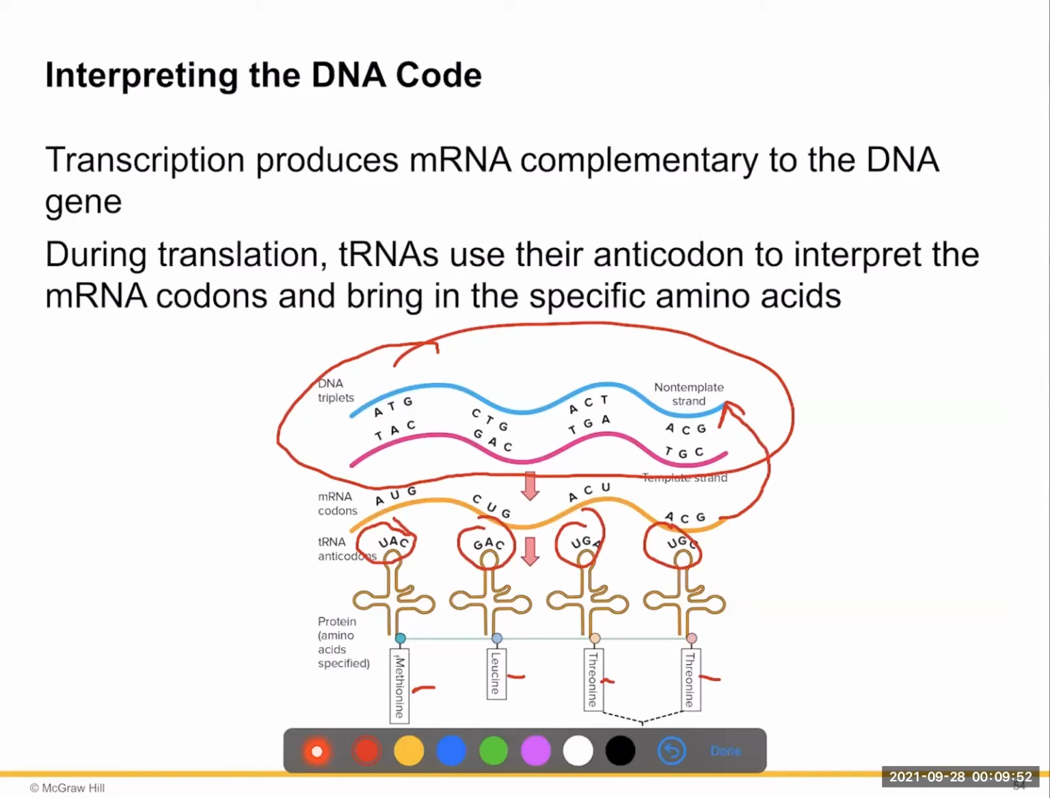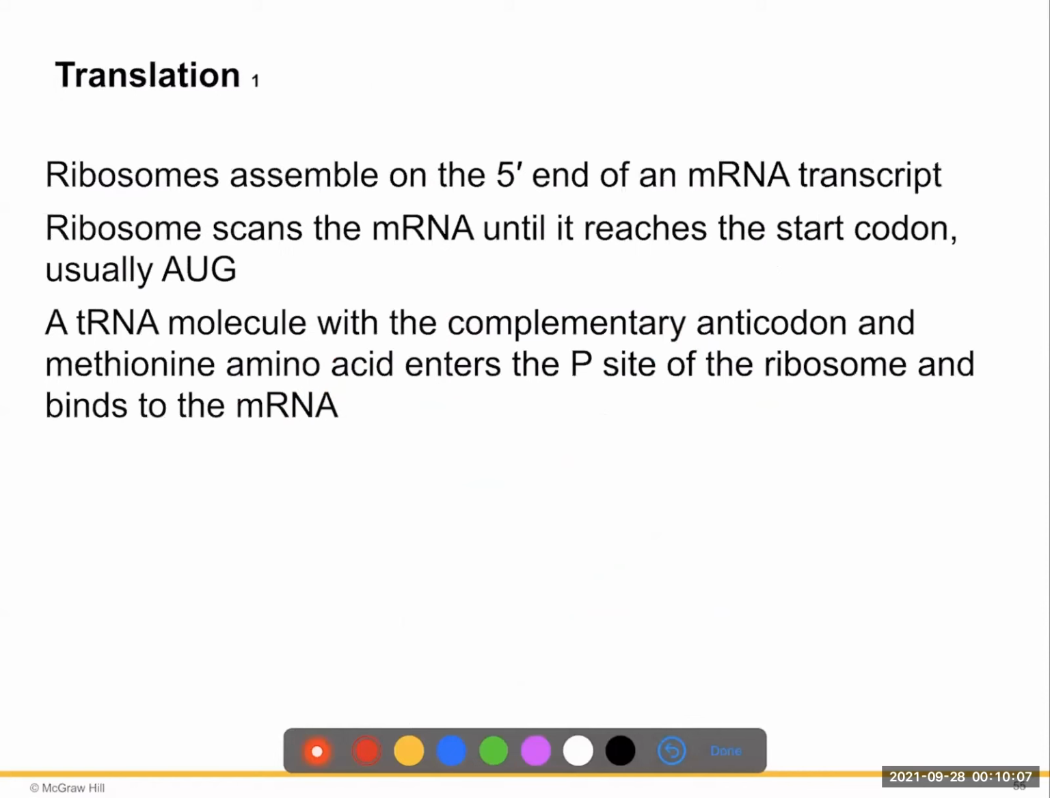Okay. As it goes through the ribosome, as they bind together, it transfers these amino acids into a chain and kicks it off the transfer RNA. So you get a chain of amino acids linked together. Okay. So the ribosomes assemble on 5' of the messenger RNA transcript. Ribosomes scan the messenger RNA until it reaches the start codon, which is usually AUG from that chart that we saw. Then a transfer RNA molecule with its complementary anticodon enters the P side of the ribosome and binds it to the messenger RNA, and that's what gets the process started.